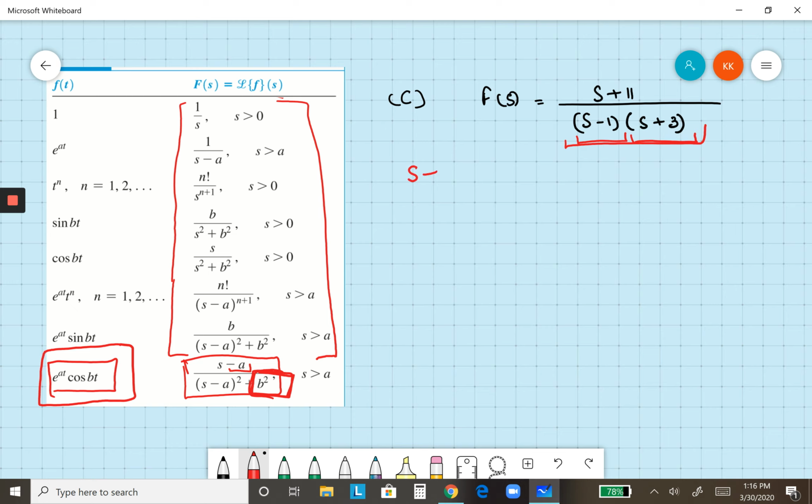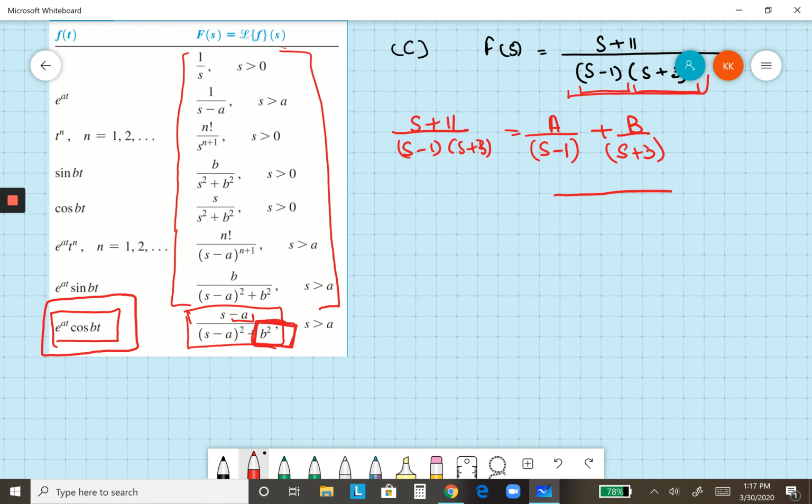So in order to do that, we take whatever we have in the bottom and distribute it. So it will be A over s minus 1 plus B over s plus 3. And then we take the common denominator. So s minus 1 times s plus 3, it will be A times s plus 3 plus B times s minus 1, and our left hand side.